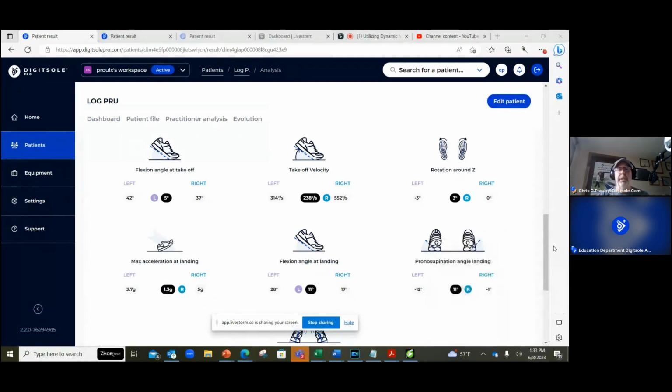So let's see if we can match some of these things up in a moment after we talk about this. The flexion angle at landing. That's the complete opposite of the flexion angle at takeoff. This is why I start with the countermovement vertical jump, because what goes up must come down. So there should be very similar characteristics. And I want to see greater than 25 degrees.